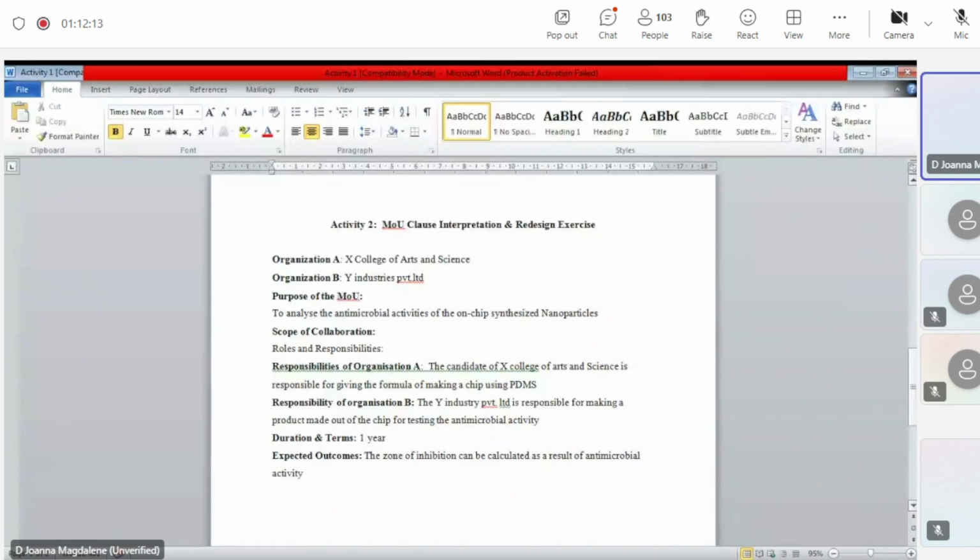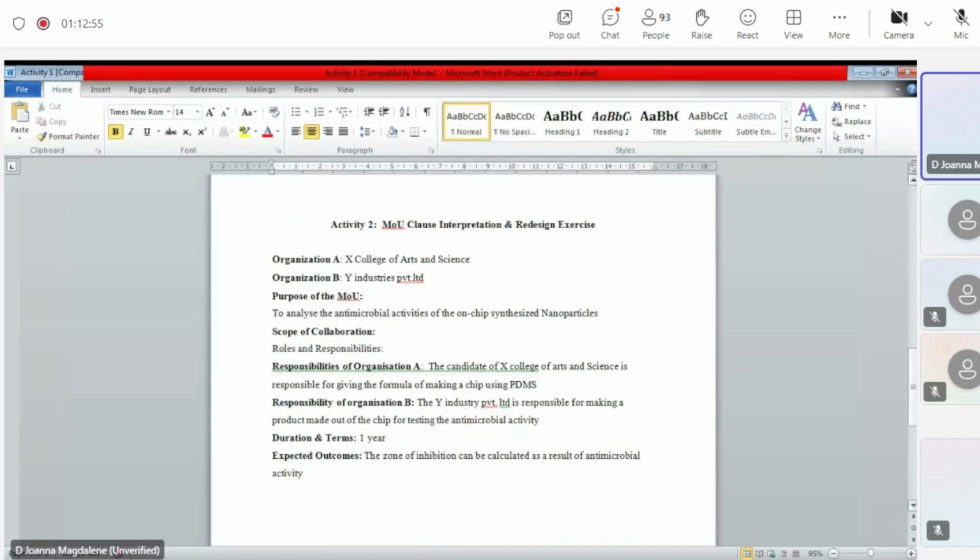Whereas from the industry partner, I expect them to make this chip comfortable for the protocol of antimicrobial activity. That is simply, the antimicrobial activity has to be done in this small-sized chip. By doing so, it is very handy and very easy, and within a few hours we can see the result. So the time duration I have mentioned, and the expected outcome of the project is the zone of inhibition.